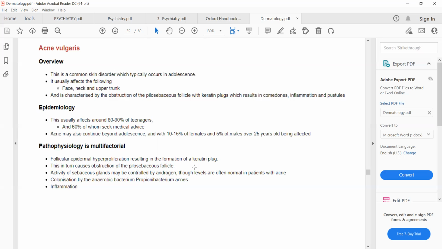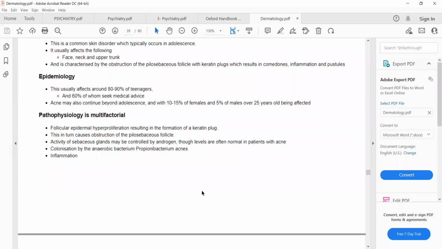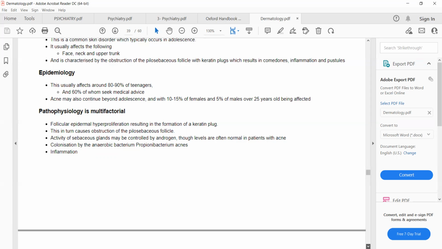So when pilosebaceous follicles are obstructed, it leads to the accumulation of the sebaceous secretions and colonization of these obstructed pilosebaceous follicles with the anaerobic bacterium Propionibacterium acnes. And then this leads to inflammation and formation of the lesions of acne vulgaris. So epidermal hyperproliferation and formation of a keratin plug, obstruction of the pilosebaceous follicles, colonization of these follicles with Propionibacterium acnes, and inflammation.